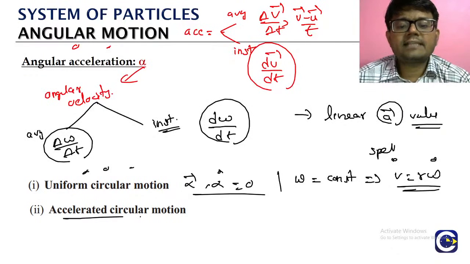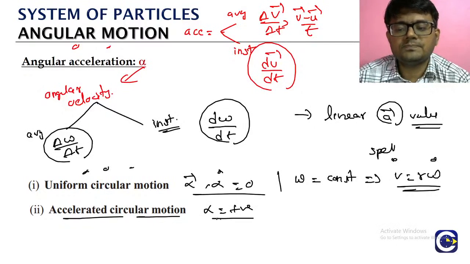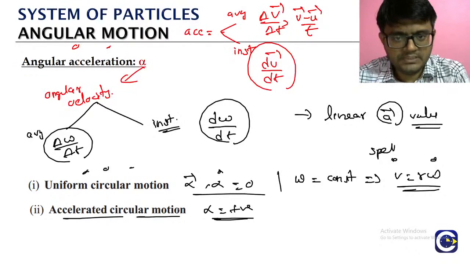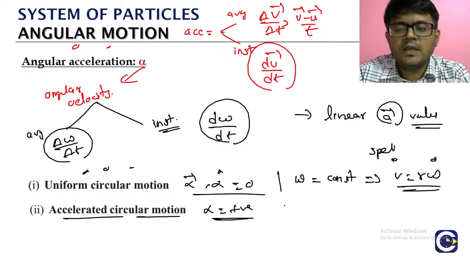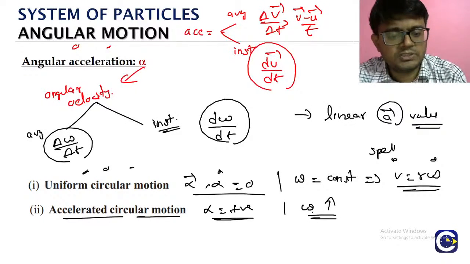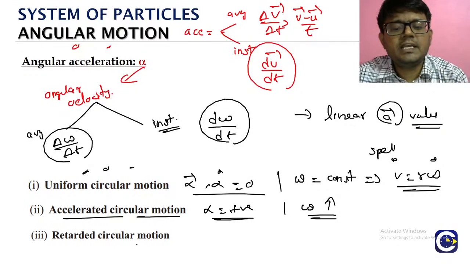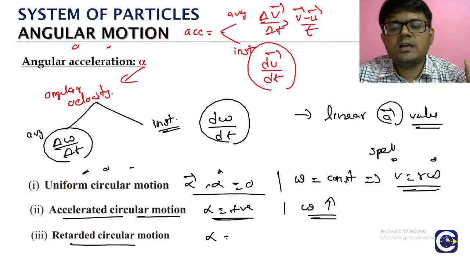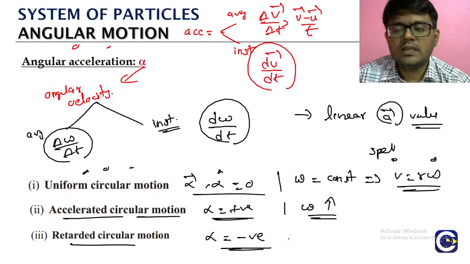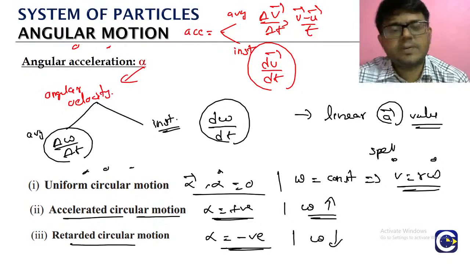Other than uniform circular motion, there is accelerated circular motion. So alpha will be positive. Alpha will be in the same direction as omega. That is the accelerated motion, so the omega value will keep increasing with time. What is the other possibility? Retarded circular motion. Retarded means we take alpha as negative. Omega will be decreasing with respect to time.